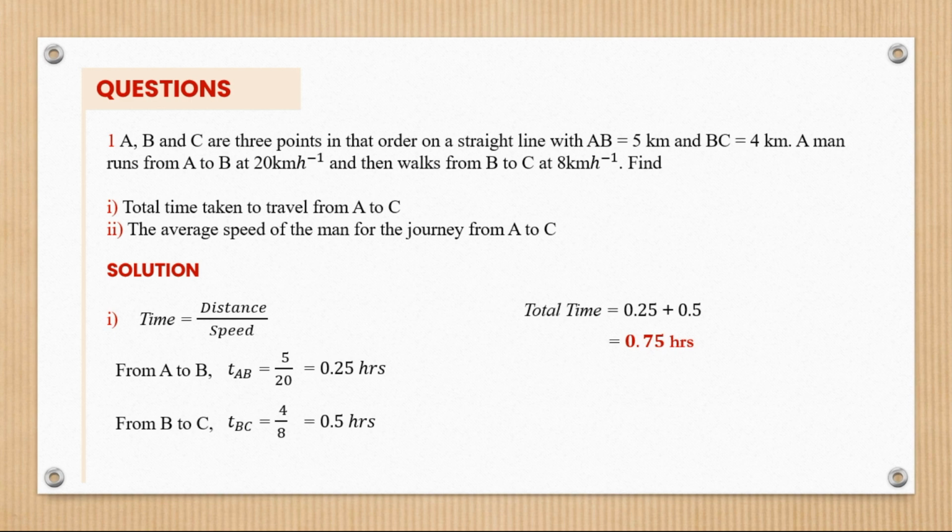Alright, so question number 2 is asking us for the average speed of the man for the journey from A to C. We remember that the formula for average speed is total distance over total time. The total distance is going to be 5 plus 4 because we are dealing with the total distance A to C, and the total time is what we've just discovered in part 1. That's 0.75. So we end up having 9 divided by 0.75, which is equal to 12 kilometers per hour, and hence that is the answer.